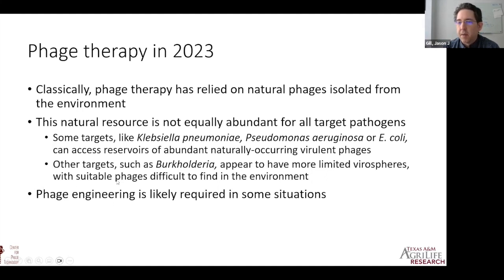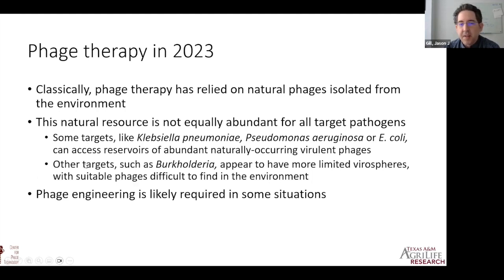If you're going after something like Klebsiella pneumoniae or Pseudomonas aeruginosa or E. coli, there are lots of phages out there. You can go out and get virulent phages that are suitable as a therapeutic pretty abundantly in nature. But as we're finding, when we go to other, stranger bacteria, things like Burkholderia, and in our experience Acinetobacter is like this as well, it's a much more limited virosphere. The phages are harder to find. You're looking at many samples before you get any positive hits. And all the phages that we are finding are generally not very suitable for this.